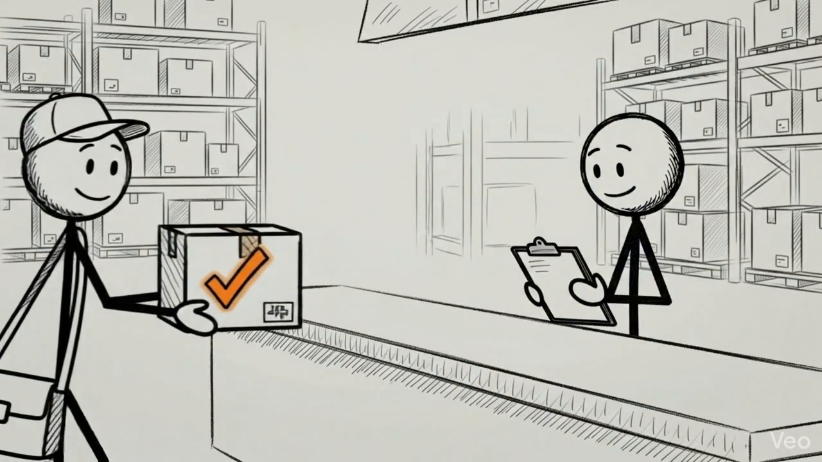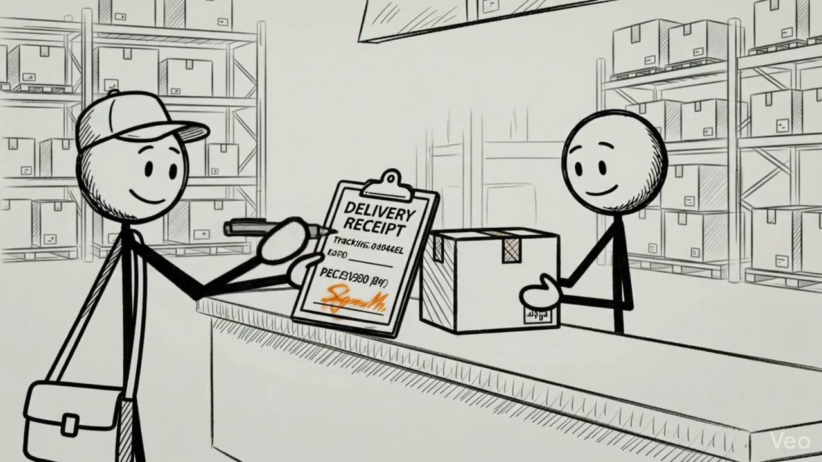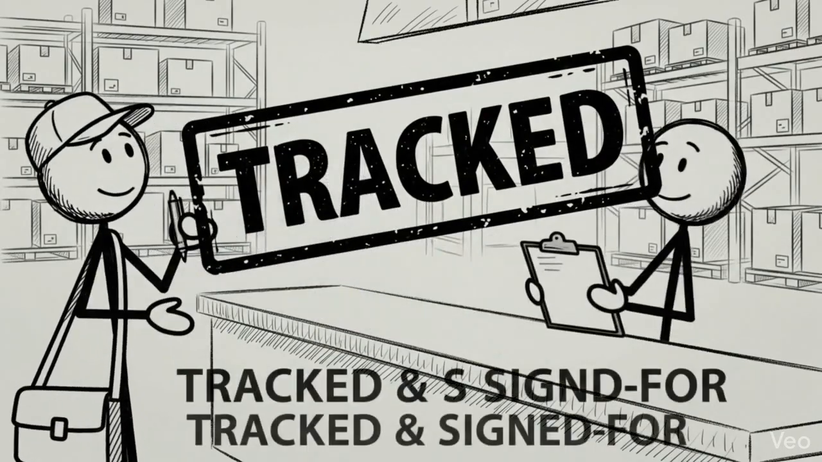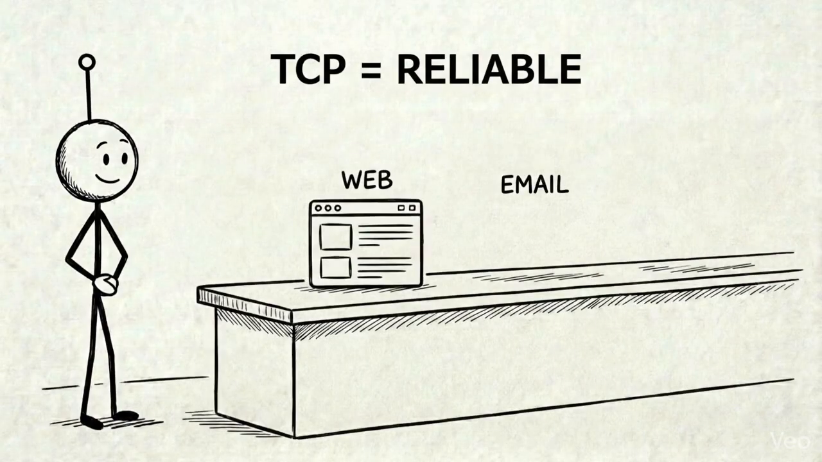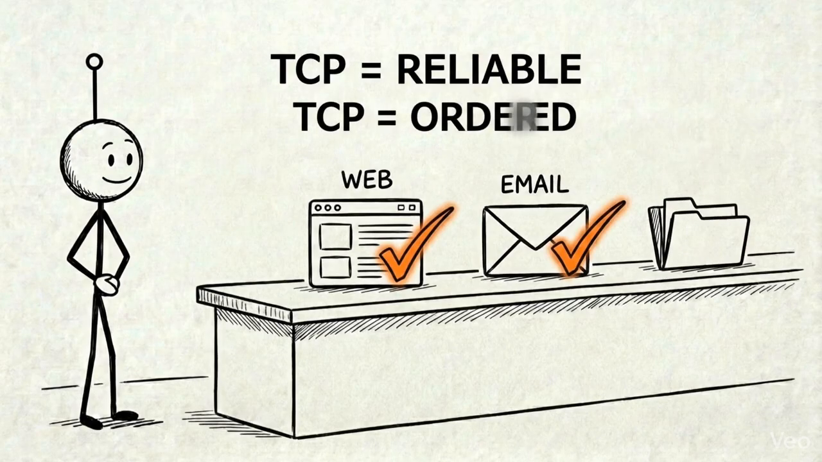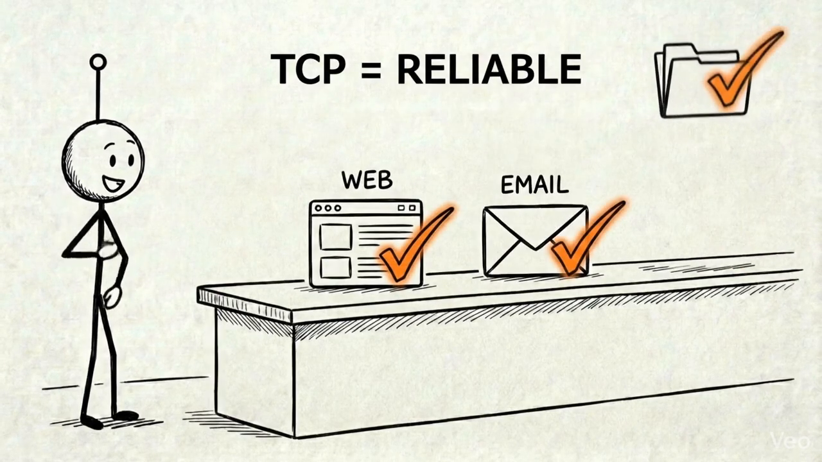Think of TCP as a signed for, tracked parcel. Every handoff is logged, the courier waits for a signature, and if a box goes missing, they send another. It's slower and chattier, but nothing gets lost. That reliability is why TCP powers the web, email, and file transfers, where a missing piece corrupts everything.